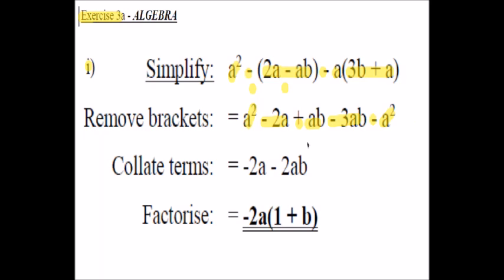We can notice straight away the a squared cancels with the negative a squared here, so those terms disappear. And then bringing the other terms together, we get minus 2a and then minus 2ab. That comes from the plus 1ab here. Take away the 3ab here, gives you minus 2ab. We can factorise out minus 2a, it's the highest common factor for the terms. So the minus 2a goes outside the bracket, and inside the bracket we get 1 plus b. You expand the bracket, you get back to the previous line.